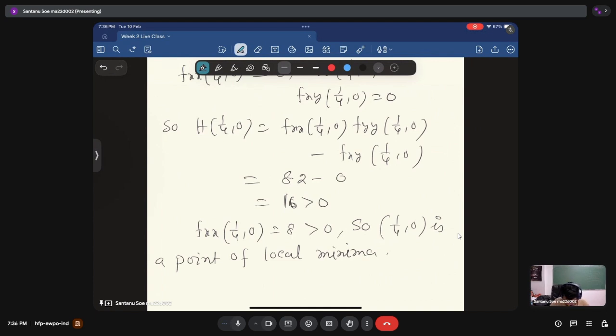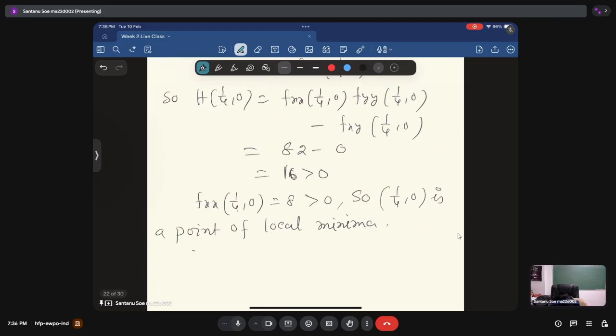Okay, so yeah, I think this should be the answer, and the corresponding minimum value will be f of 1 by 4 comma 0.